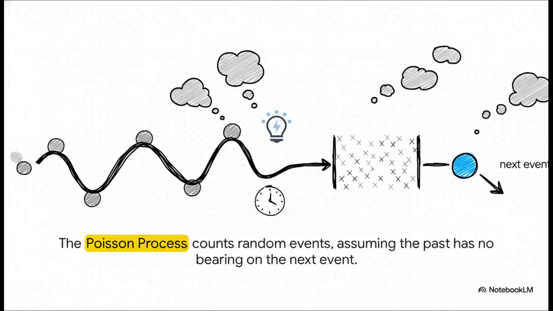So there you have it. That's building block number 1. The Poisson process lets us count random stuff. And the big takeaway is that memoryless property. The past has no say in the future.